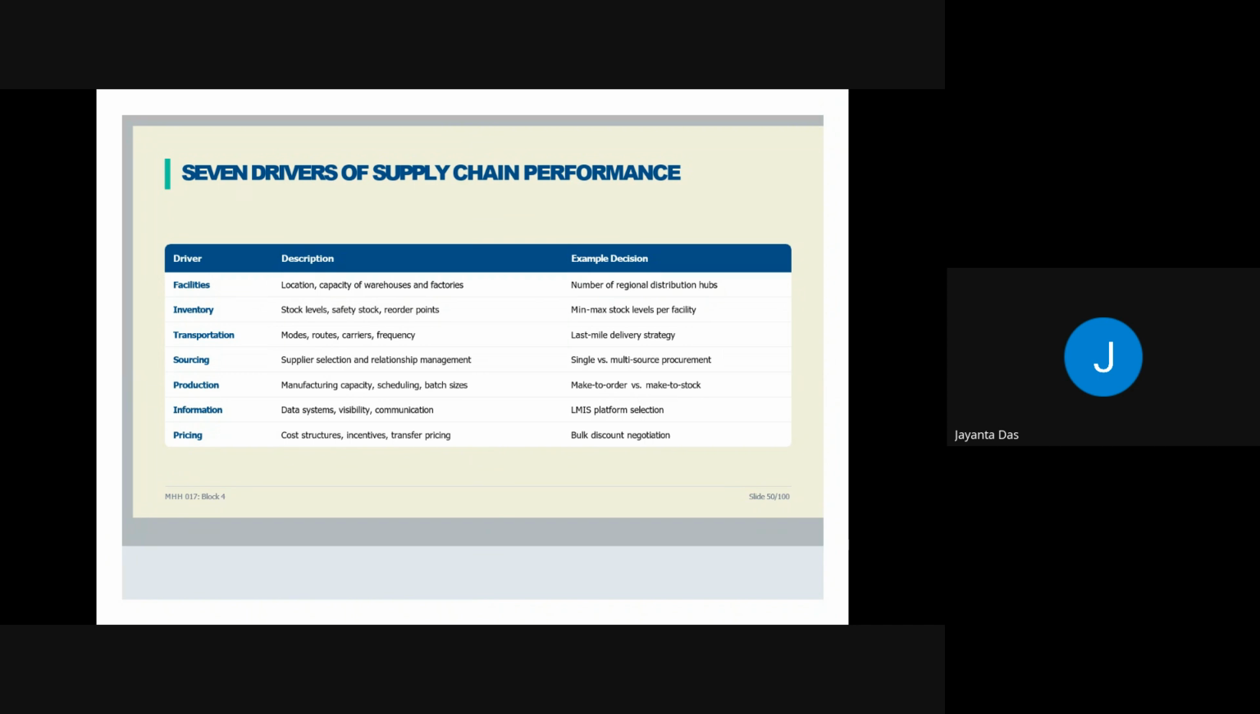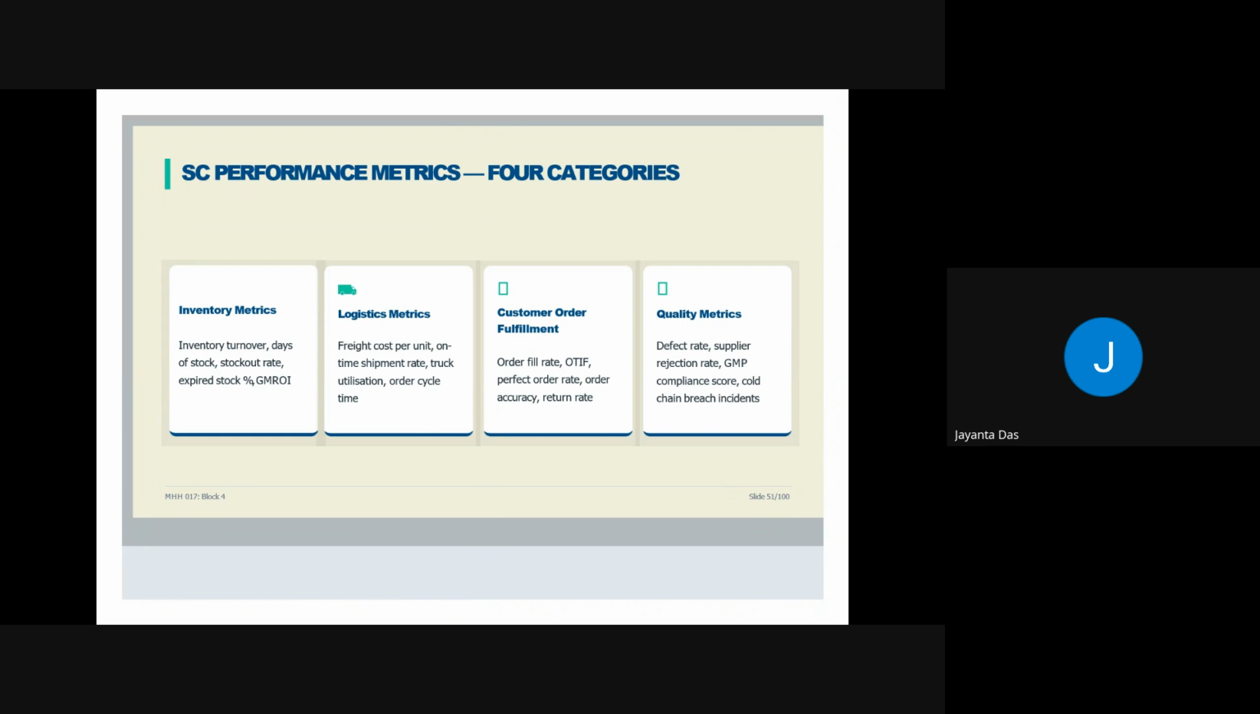And pricing, that is cost structure, incentives, transfer pricing, bulk discount negotiations, and how best we can do it, and fix up a fixed rate contract, so that this rate issue can be taken care of right at the beginning of the year. Throughout the year, whatever you are procuring you will be doing at that same cost only, and the market fluctuations are to a large extent taken care of.